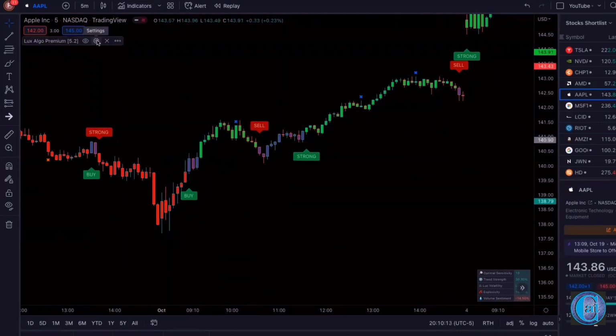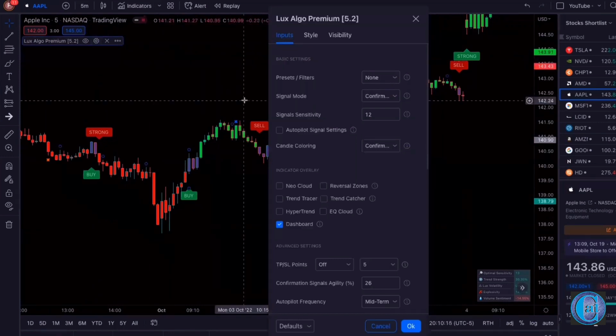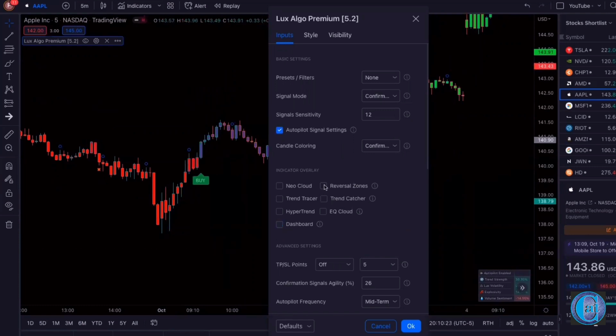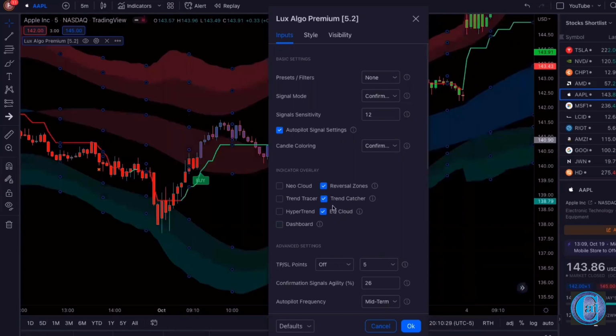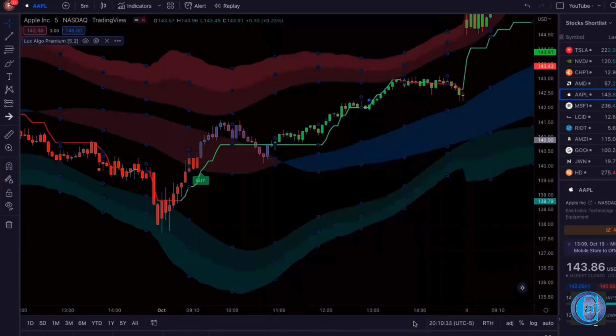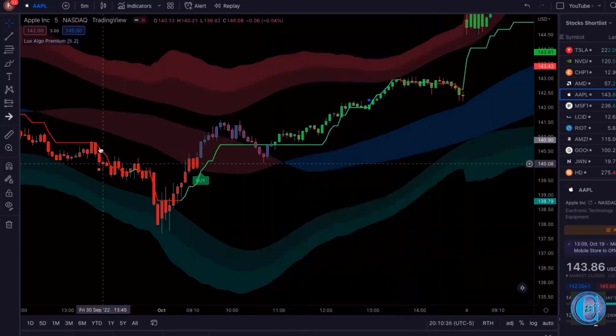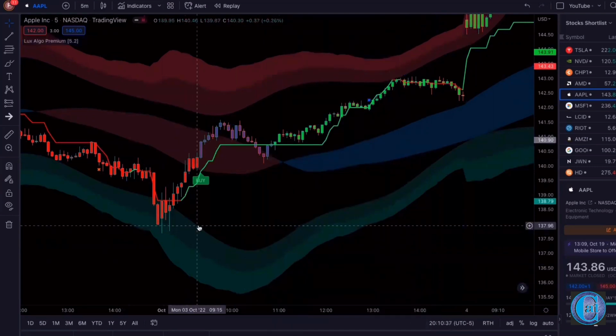You're going to go into settings. And then here, we're going to turn on autopilot settings. Okay. And we're going to uncheck the dashboard. And we're going to select reversal zones, trend catcher, and the EQ cloud. Those are the three things we want to turn on for this particular scalping trading strategy. Click OK. Your charts are all done, and this is what they're going to look like.